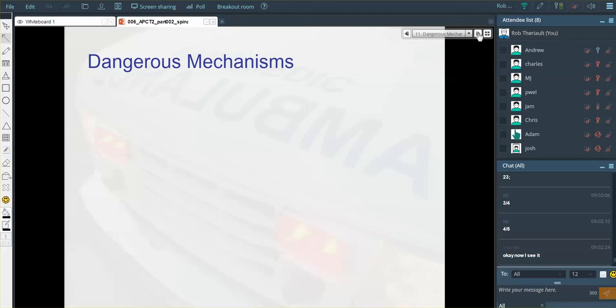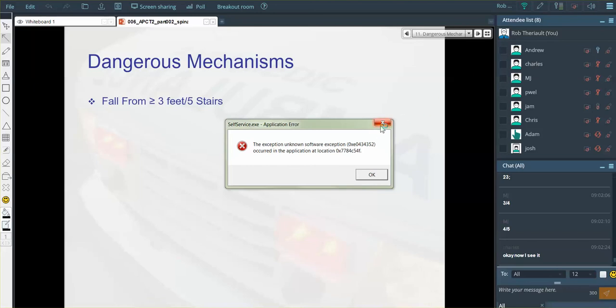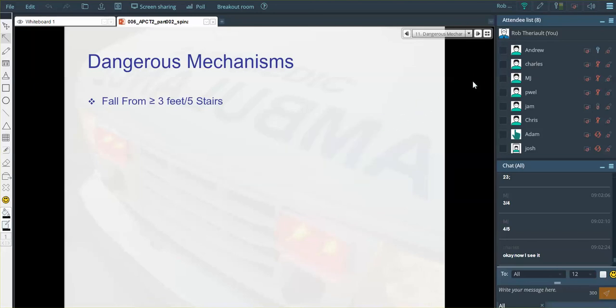So some dangerous mechanisms. These are from the Canadian C-spine rules. Falls from equal or greater than 3 feet, which is 5 stairs. I had a lady once, an older lady who fell on the sidewalk. She was out for a walk, and she fell, and a couple of other ladies stopped to help her out.